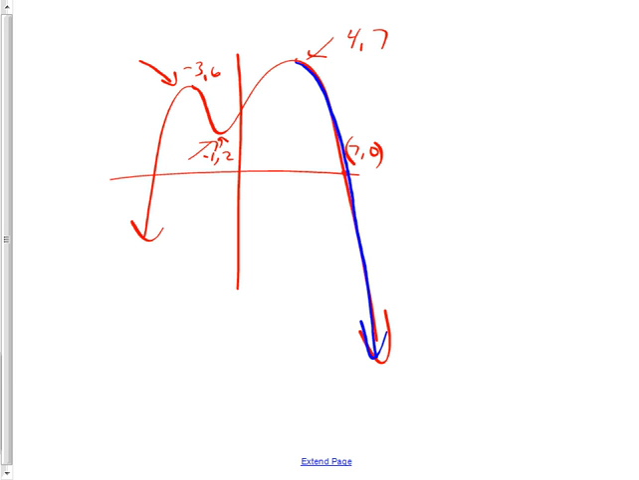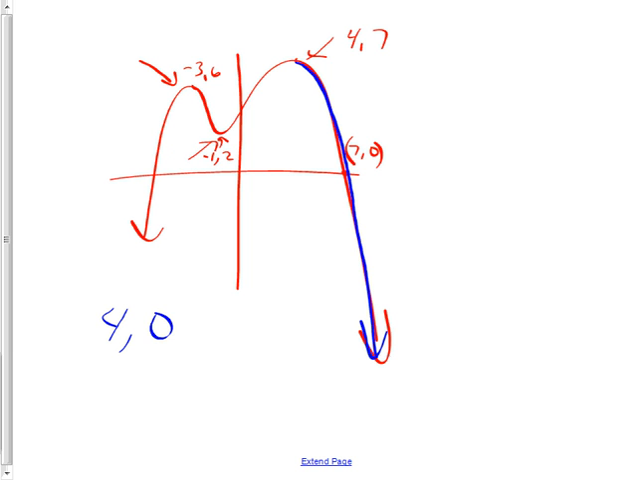What's its interval? How would you say? I know it's decreasing. The question is, in what interval is it decreasing? 7 comma infinity, wrong. 4 comma infinity. Why? Because the 4 is the x. It's all about the x's.